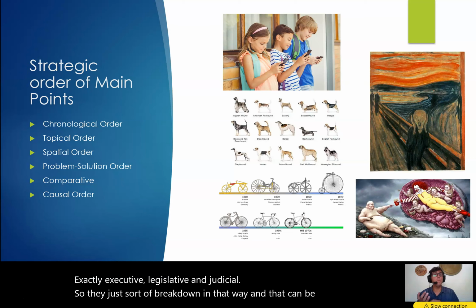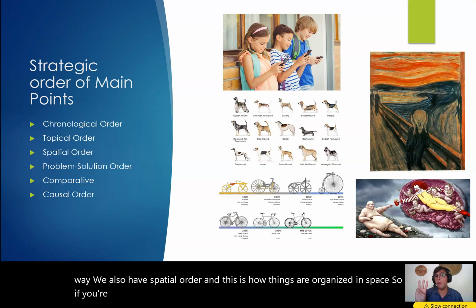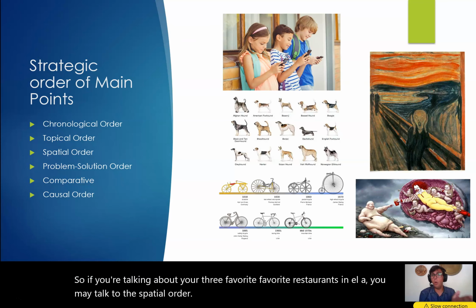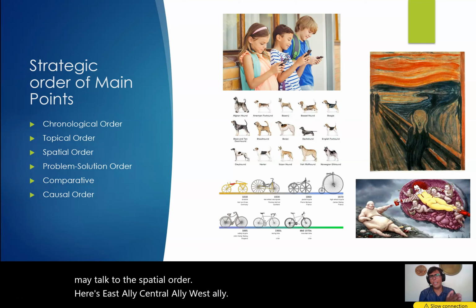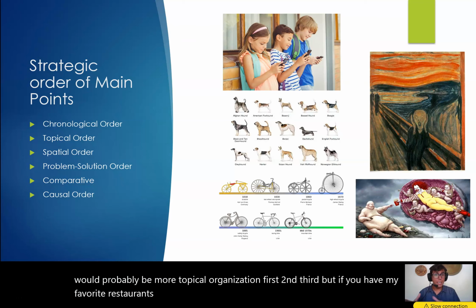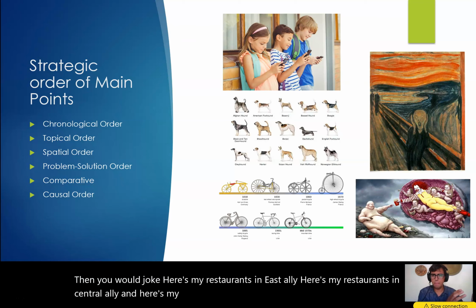In the same way, we also have spatial order, and this is how things are organized in space. So if you're talking about your three favorite restaurants in LA, you may talk in spatial order. Or sorry, if you're talking about your three favorite restaurants, that actually would probably be more topical organization, first, second, third. But if you have my favorite restaurants throughout LA, then you would go, here are my restaurants in East LA, here are my restaurants in Central LA, and here are my restaurants in West LA.